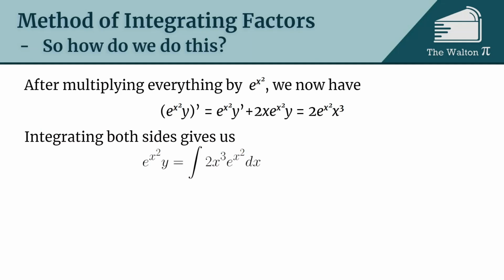So if we integrate both sides, the left-hand side just becomes e to the x squared times y, but the right-hand side is then going to be the integral of 2x cubed e to the x squared dx, which we somehow have to find a way to integrate.